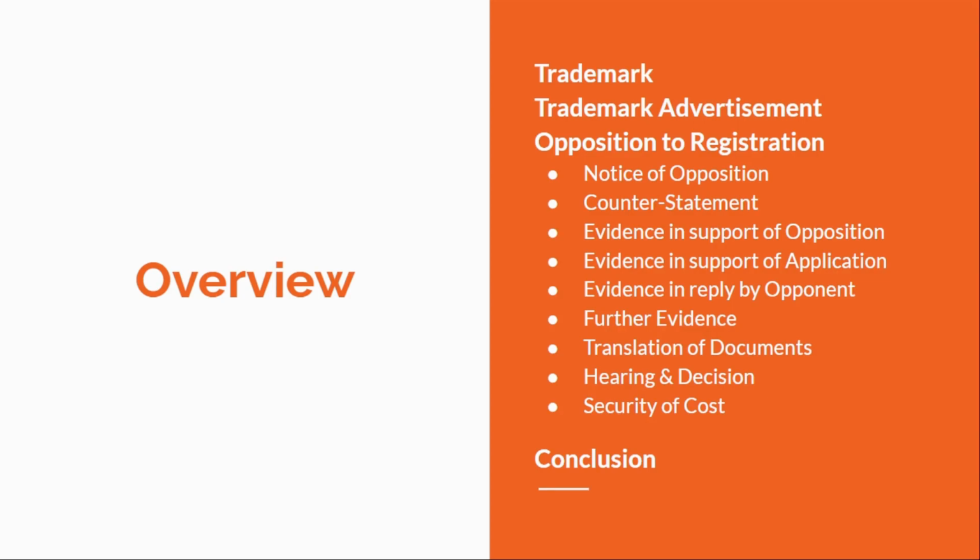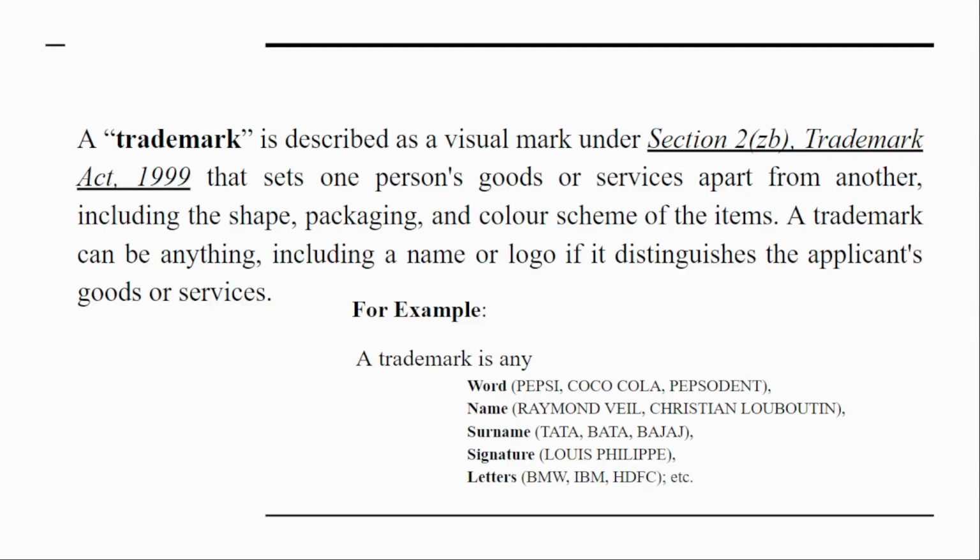Trademark. In simple words to describe it, a trademark is an easily recognizable symbol, phrase, or word that denotes a specific product. A trademark can be anything, including a name or logo, if it distinguishes the applicant's goods or services. We get the definition in section 2ZB in Trademark Act 1999. For example, a trademark is a word, say for example, Pepsi, Coca-Cola, a surname like Tata, Bata, a signature, Louis Philippe, etc.